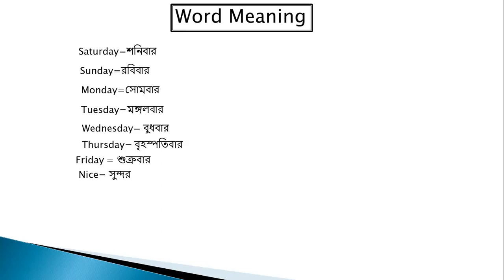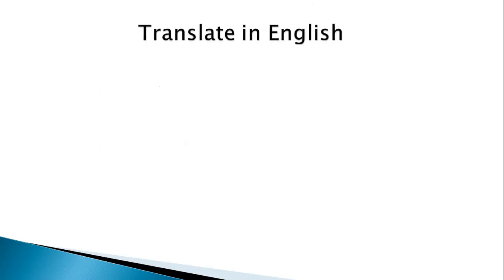Nice. Nice meaning is Shundor. Day. Day meaning is Din. Today. Today meaning is Aj. Dear students, now we know the new words' meanings. So, let's see another slide.